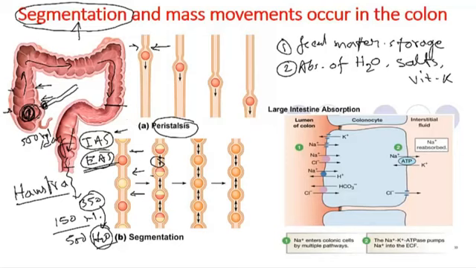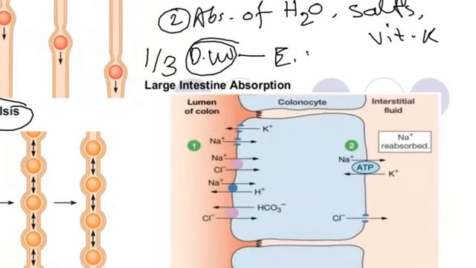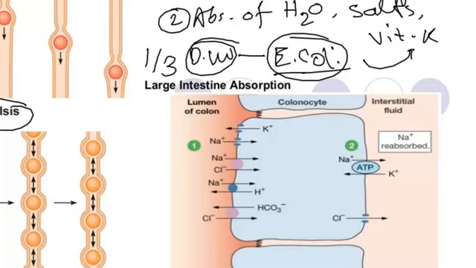Okay, so feces contain mostly undigested foodstuffs, and also bacteria, especially E. coli. 1/3 of the dry weight of the feces is just E. coli bacteria. So you can see it's residing there for a while, and it produces vitamin K and provides it to the host. So it is beneficial to have E. coli in our gut.